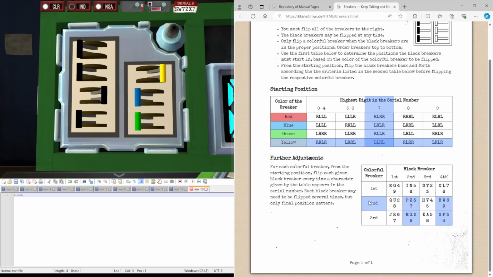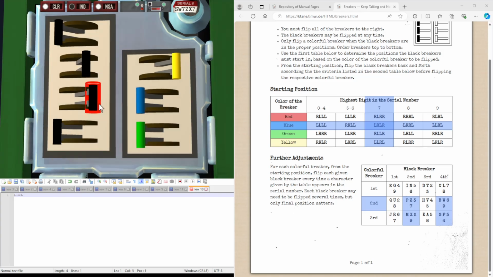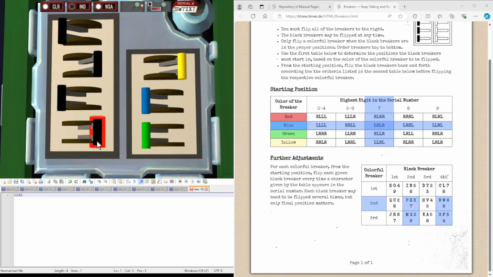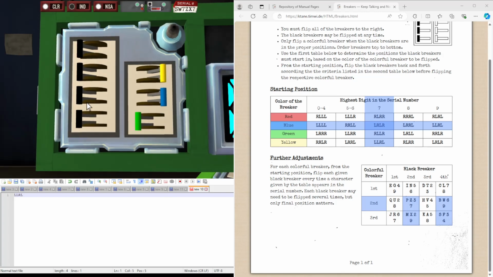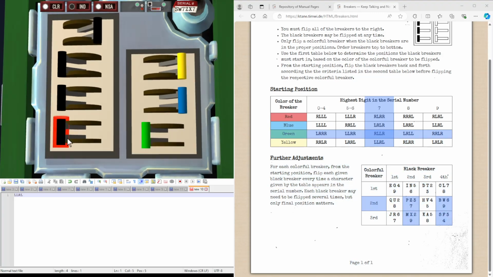So we're now going to focus on the second colourful breaker, which is blue. So the initial configuration is left, right, left, right, yeah. And looking here, the second and the fourth one we flipped. It's actually just left, left, left, left. And then we can flip the blue one. And then finally the green one, the initial configuration is going to be left, right, left, left, right, as you can see here.